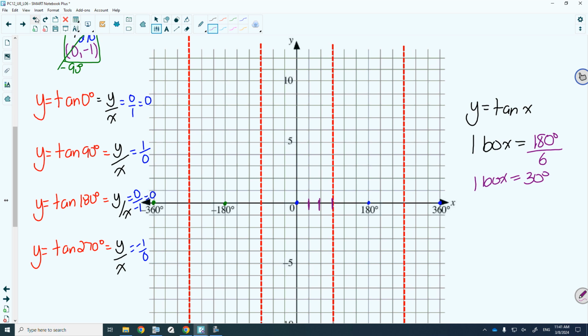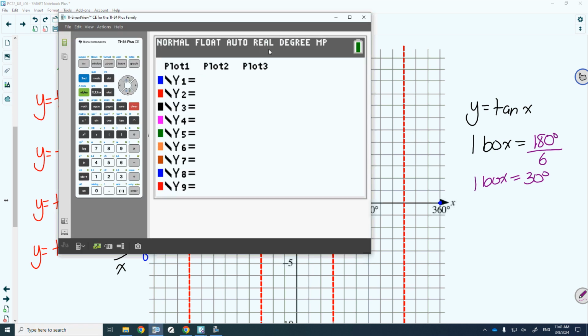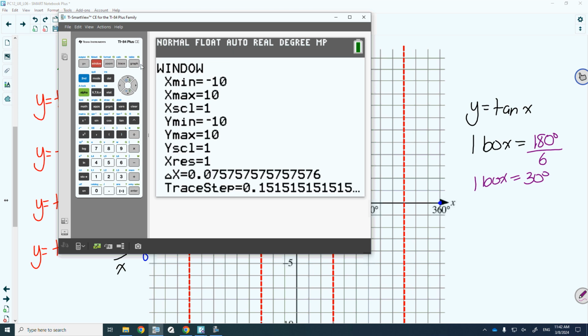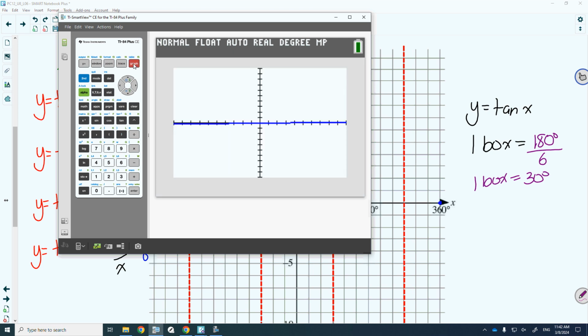And then 90 would take you to 180. Okay, so take out your calculators and make sure that you're in degree mode. Type in the tan of x. If you just graph without changing your window, right, we're on a regular 10 by 10 window, and if you just hit graph, this is what you will see.